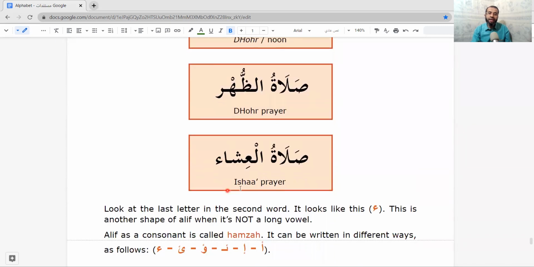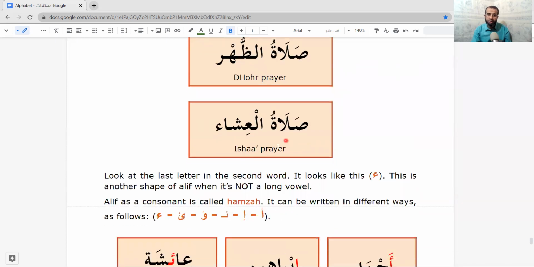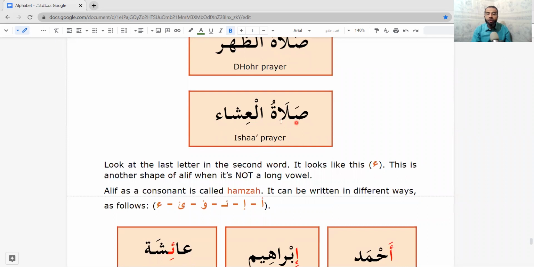This is a name of another prayer. It's called Isha prayer. Salatu, then al-Isha. When we connect the words, we say Salatul Isha. What is this? We see it for the first time. Salatul Isha. Look at the last letter in the second word.